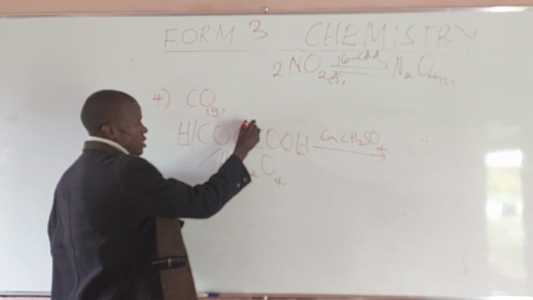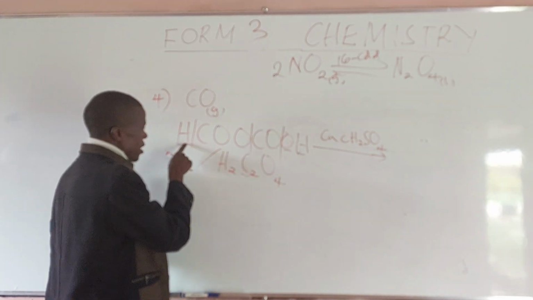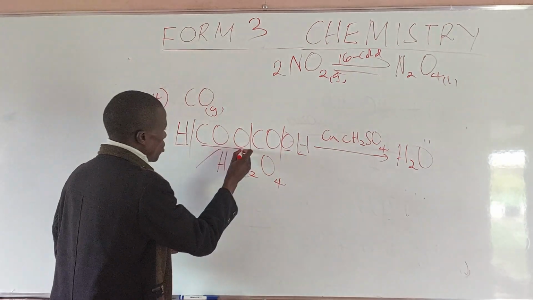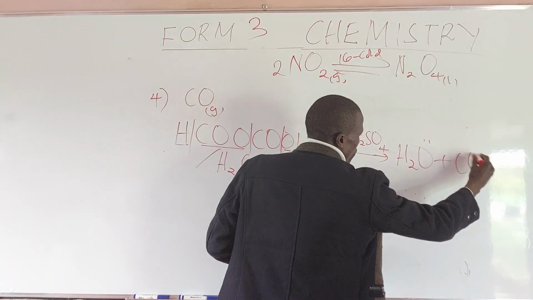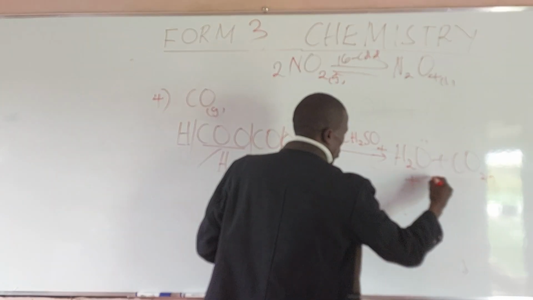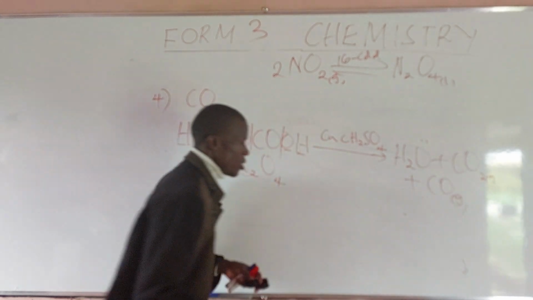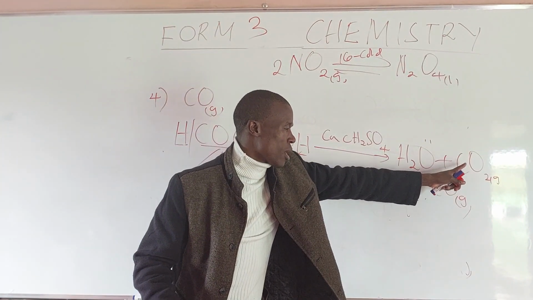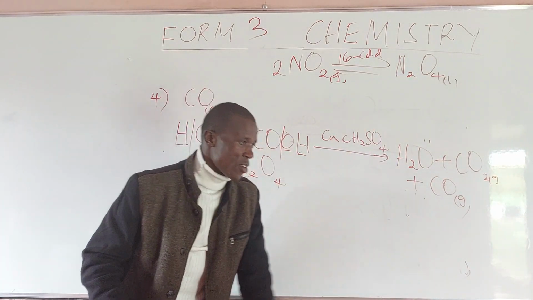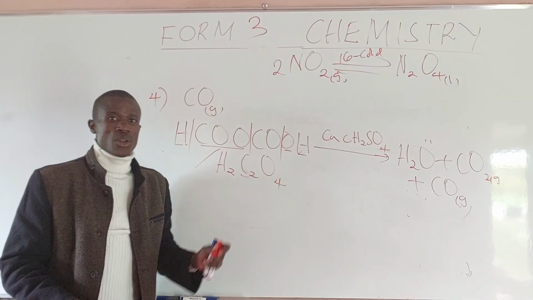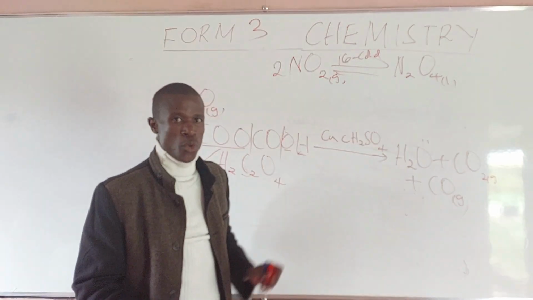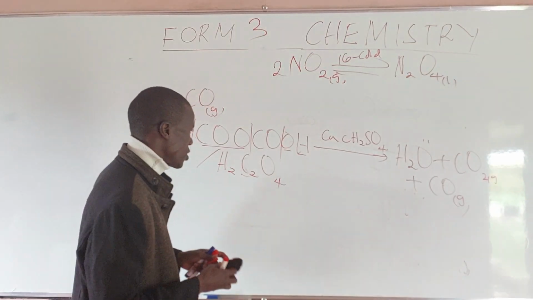So the H and OH will give us water there. Then the COO will give us carbon 4 oxide. Then we are going to have CO as carbon 2 oxide. Now to separate the carbon 2 oxide from carbon 4 oxide, we pass the mixture of gases through either concentrated sodium hydroxide or potassium hydroxide, and therefore carbon 4 oxide will be absorbed, leaving carbon 2 oxide.